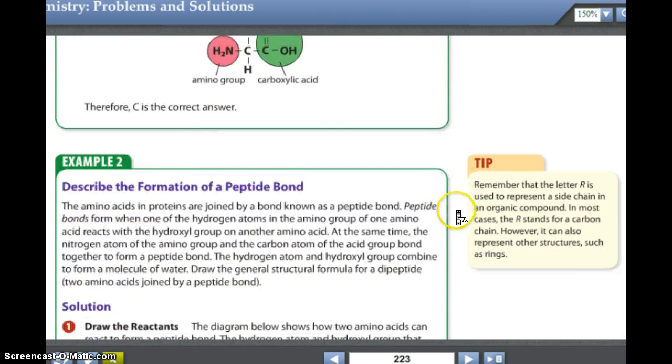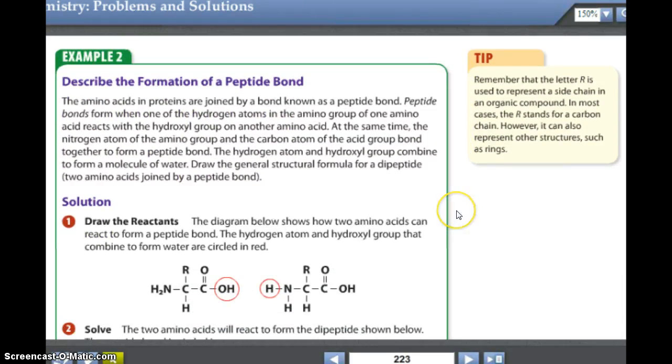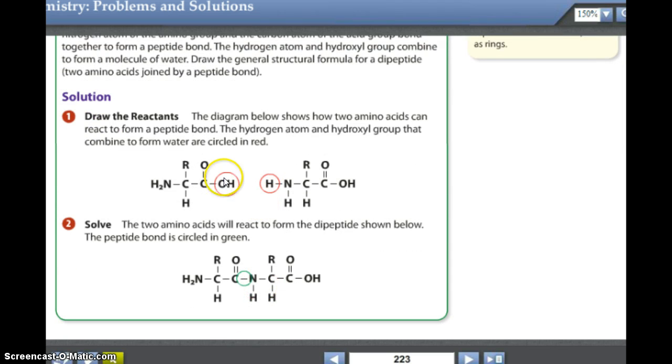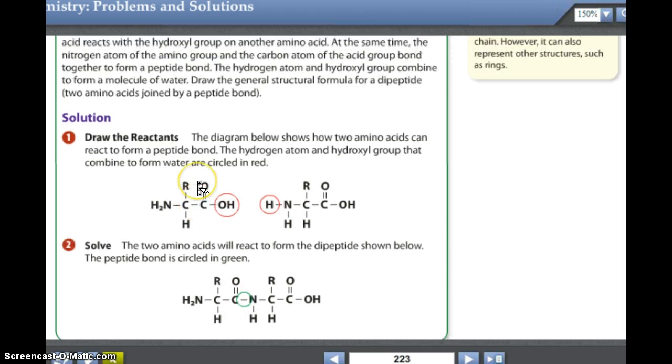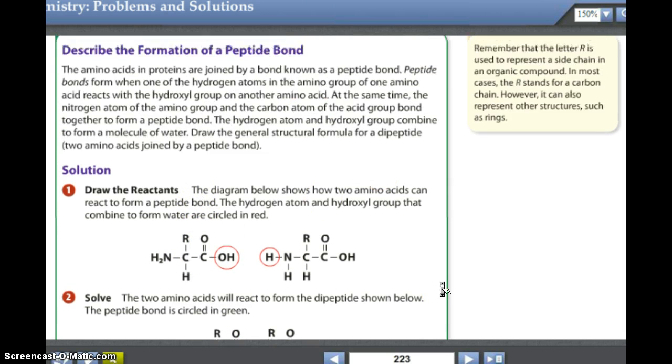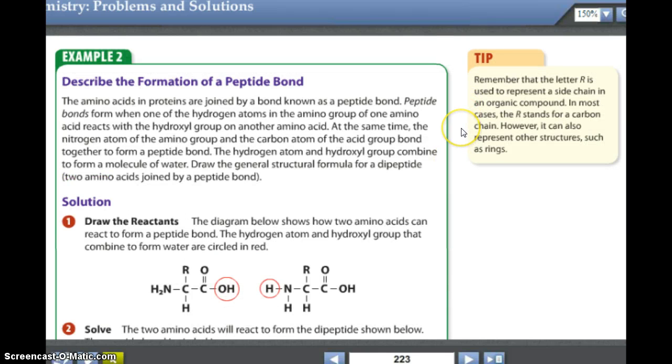All right. Describe the formation of a peptide bond. And so it's a condensation. So remember, you're going to have an OH come together with an H. They are going to make water, and then this N is going to bond with this C. So if you'd like to, go ahead and hit pause and read through this one. And then remember that the letter R is used to represent a side chain in an organic compound. In most cases, the R stands for a carbon chain. However, it can also represent other structures, such as rings.